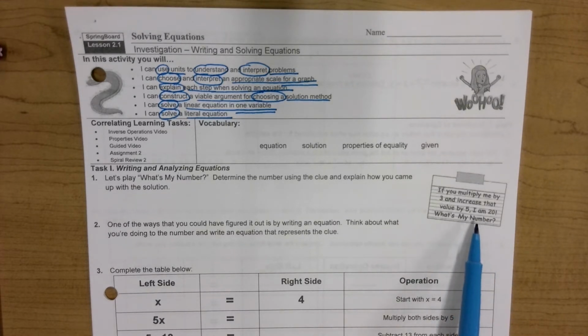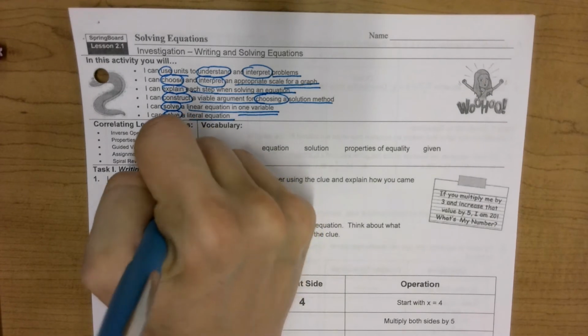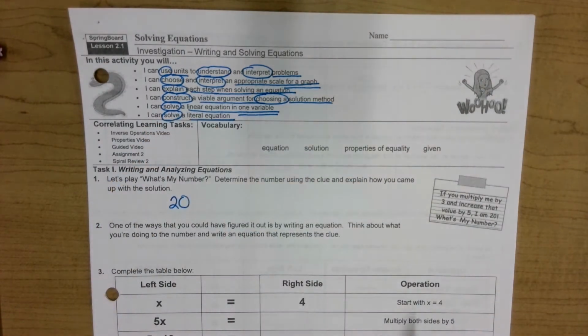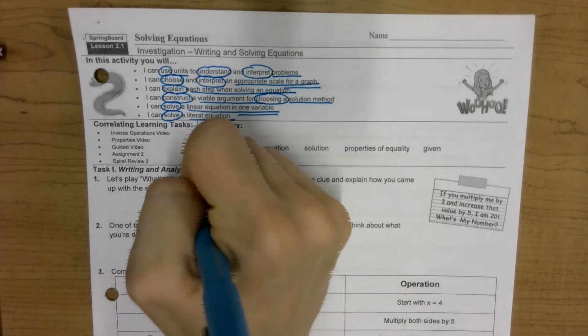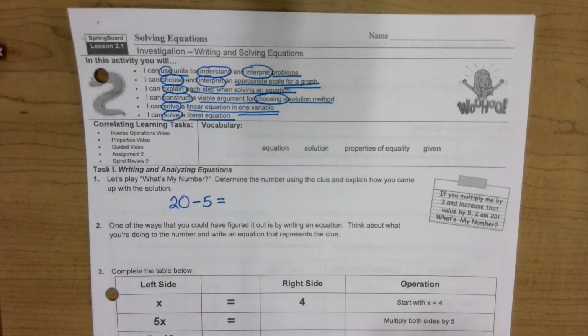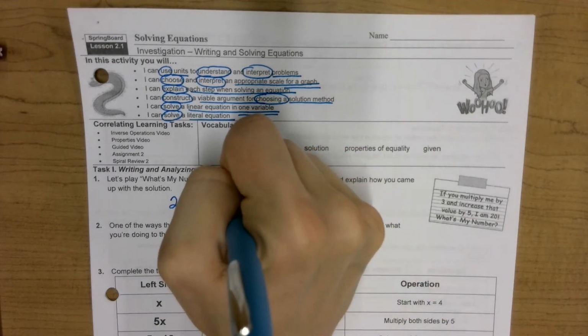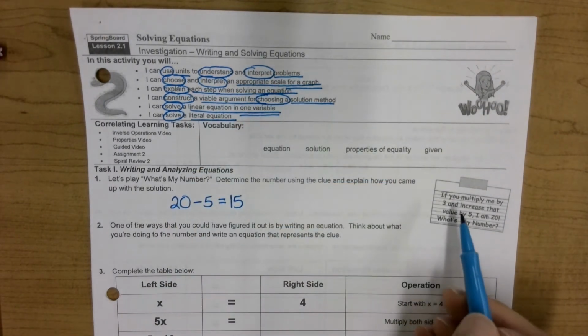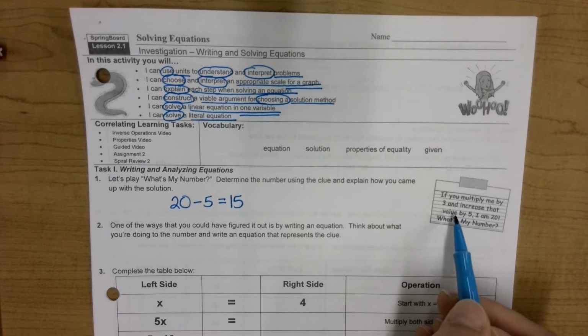So doing this, we need to work backwards. We know that the result is 20. So I'm going to start with 20. And then before they got to 20, they said increase that value by 5. Well, since I'm working backwards, I have to go the opposite. The opposite of increase is decrease. So what is 20 minus 5? 15.